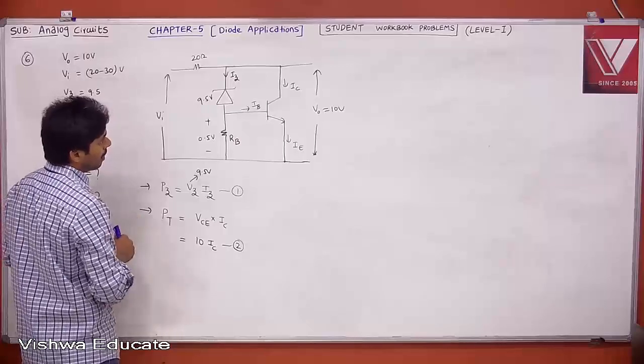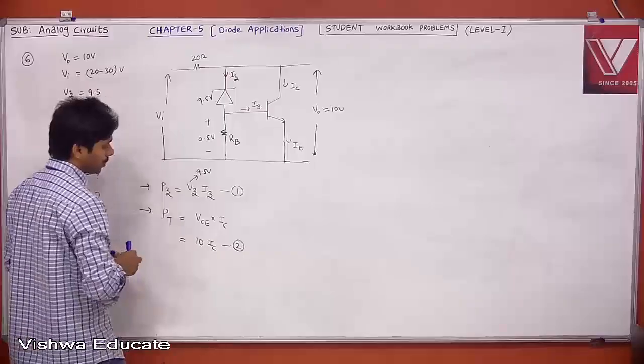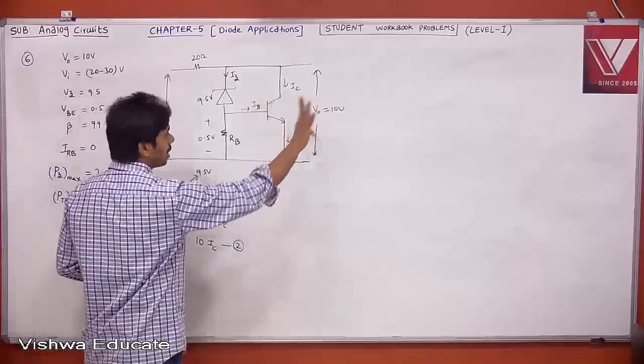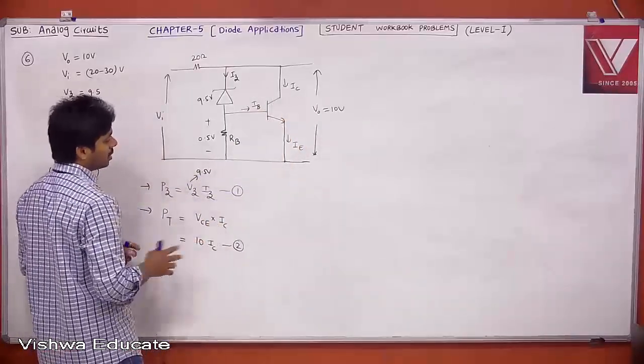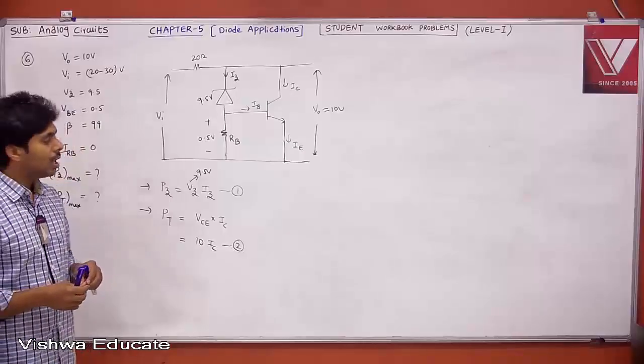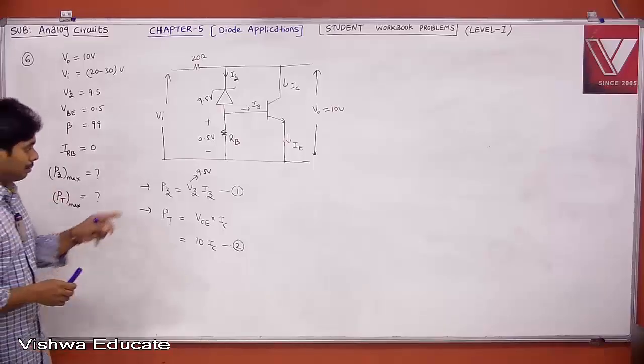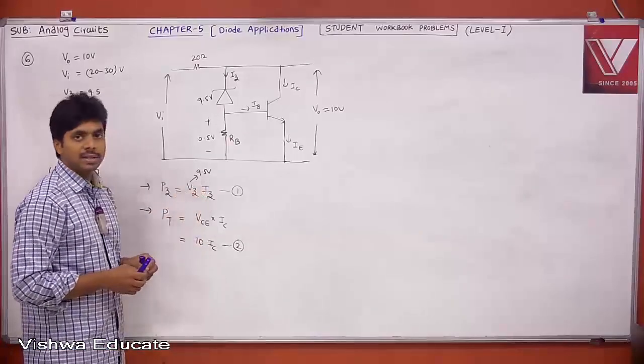And PT, the power dissipation across the transistor, is nothing but VCE into IC, and VCE is nothing but your output voltage, that is also known to you. If you know IC, problem is over. If you know IC and Iz, problem is over. But the problem is not simply asking for power dissipation, it is asking for maximum power dissipation, which means maximum Iz, maximum IC.